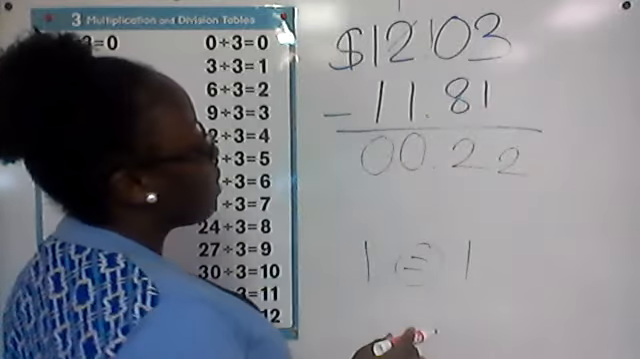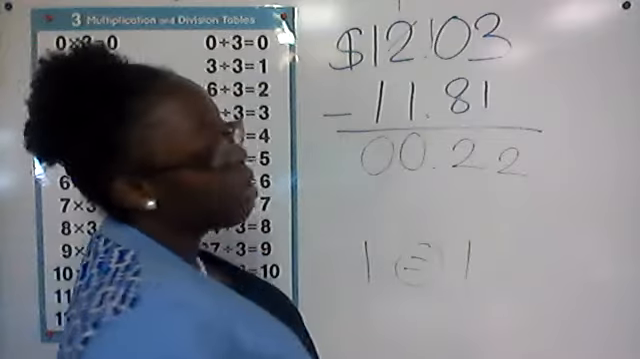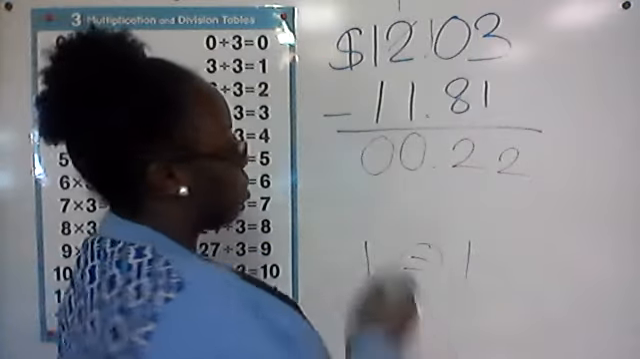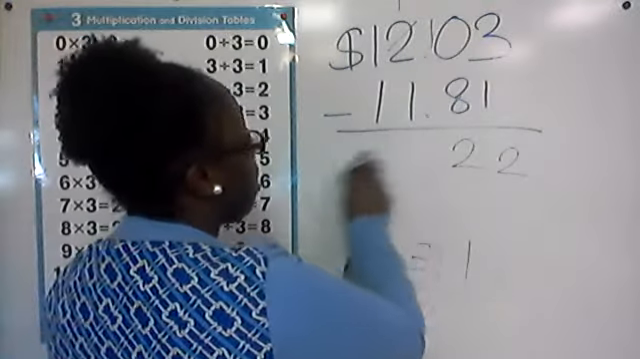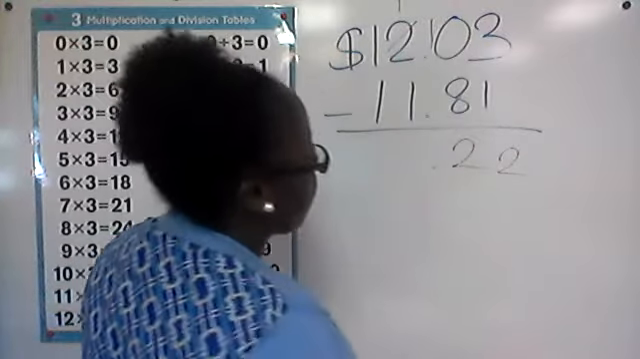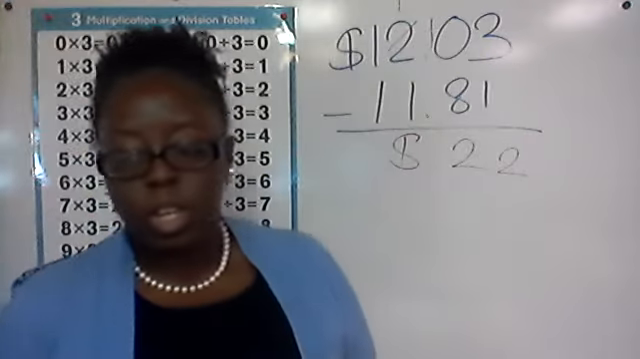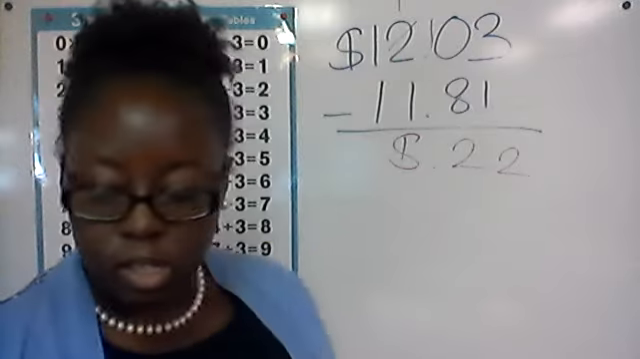So essentially, when writing money, you don't need these two zeros right here. If they are before the decimal point, you don't need the zeros. So I'm going to go ahead and erase those two zeros. You can keep them. I won't mark it wrong if you keep the zeros. Here's my dollar sign. My answer is 22 cents. All right, so go ahead and do the rest of that worksheet.